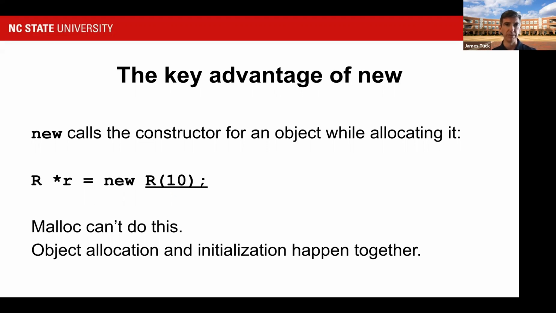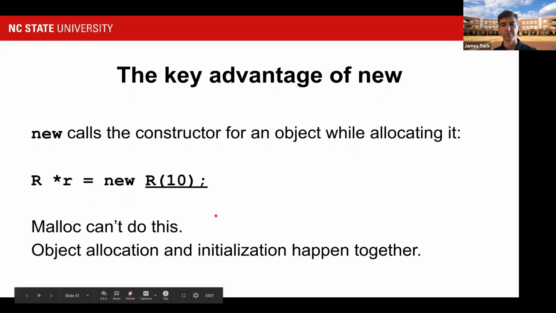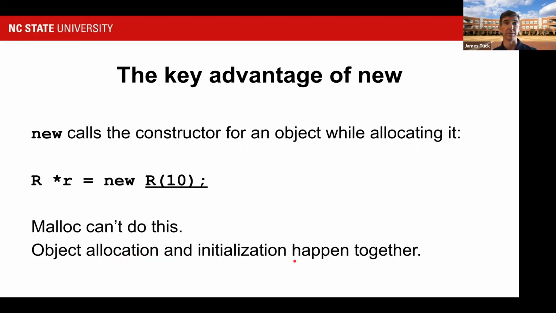And this is the key reason C++ needs the new keyword, so that when you allocate space for an object, you can at the same time invoke the constructor to initialize the object. And this guarantees that object allocation and initialization happen together. And that's good for correctness. We don't want to delay the creation and initialization of objects unnecessarily.